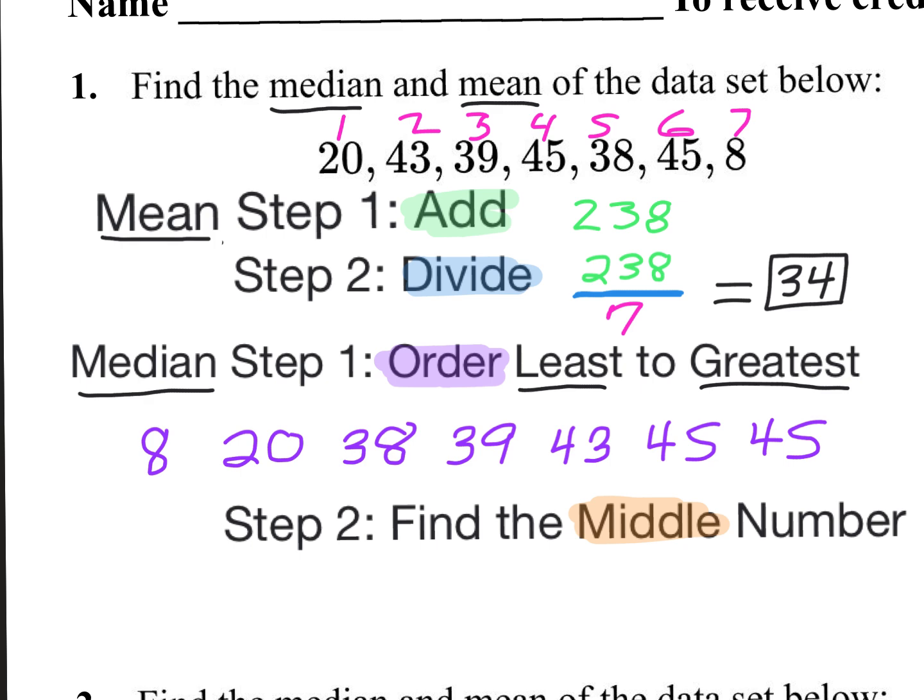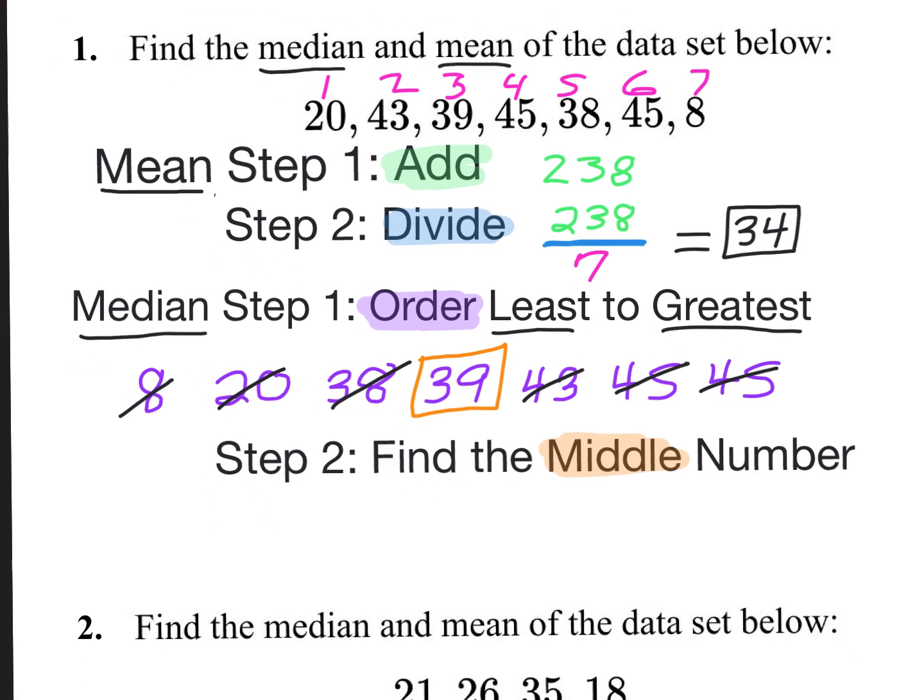So now that we've got it in order, we're going to find the number that's in the middle. And what I usually do is I kind of count off from the front and the back of the list to find the number in the middle. So let me show you what I mean. I'll do something like this. I'll say, okay, front, back, work my way to the middle. And the number that is in the middle of all of them is 39. So that means that the median is 39.